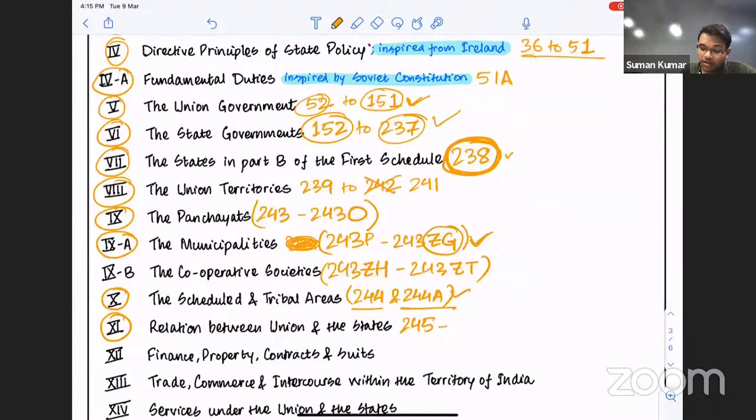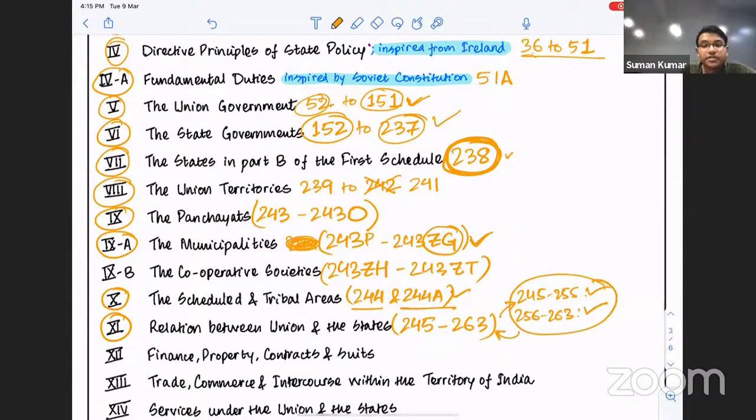245 goes on till 263. Again, in Lakshmikant sir's book, you have a chapter called relation between the union and the states, or interstate relations. When you read this chapter and get to know the provisions, you will automatically know that articles 245 to 255 are legislative relations, and 256 to 263 are administrative relations. And then you can understand the specifics. If you study this chapter, you will not forget this numbering.